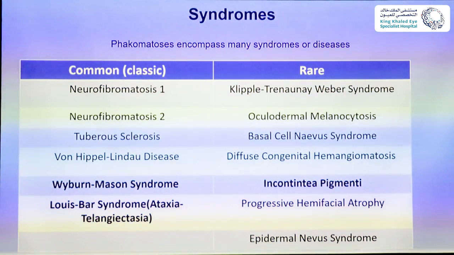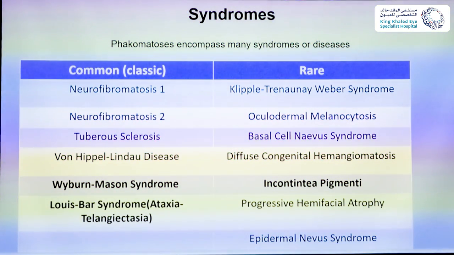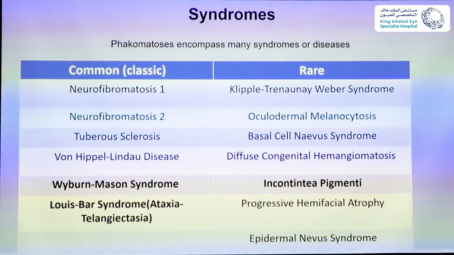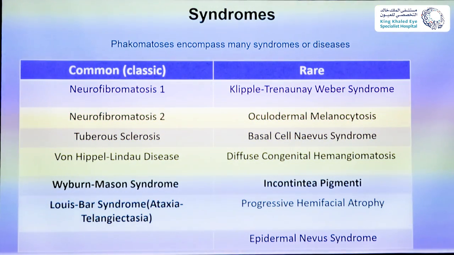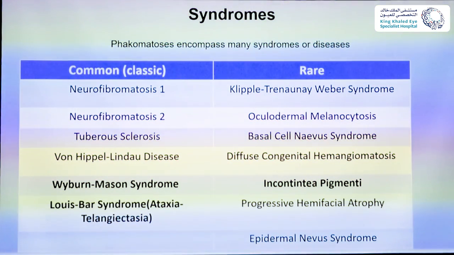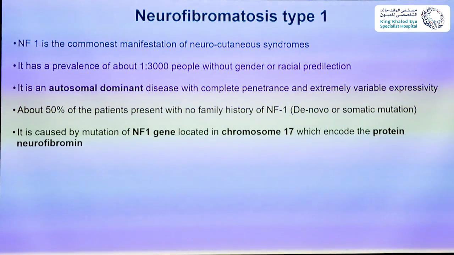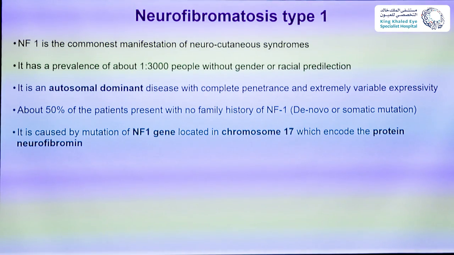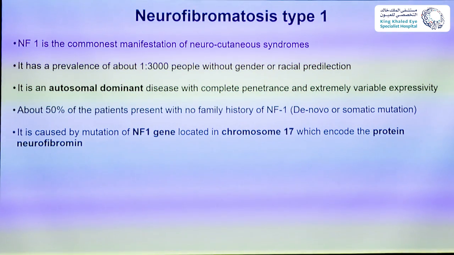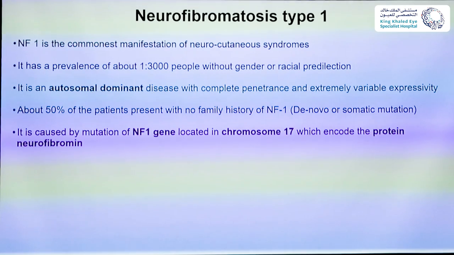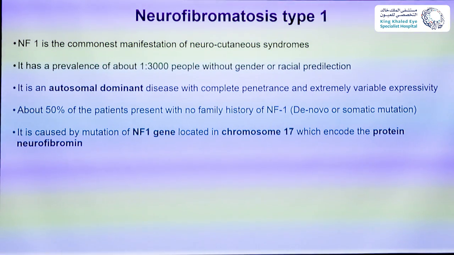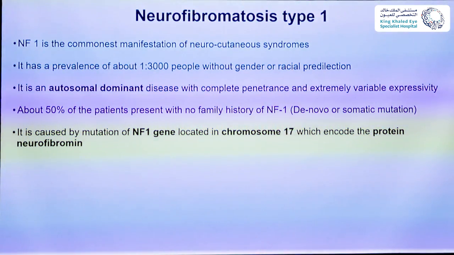So you all know the common syndromes or diseases of the phakomatosis, which include NF1, NF2, and tuberous sclerosis. We also have VHL, Wyburn-Mason, and ataxia telangiectasia, considered part common, part rare. And we have many rare syndromes, but we're going to concentrate on conjunctival pigmentosis since it's related to ours. So let's start with the first one. I'm going to analyze and divide the manifestations of each disease based on its definition, neurooculocutaneous. So it's going to be skin manifestation, CNS or nervous system plus systemic, and finally we'll go to our specialty, which is ocular manifestation. We all know that NF1 is the commonest of the neurocutaneous syndromes.